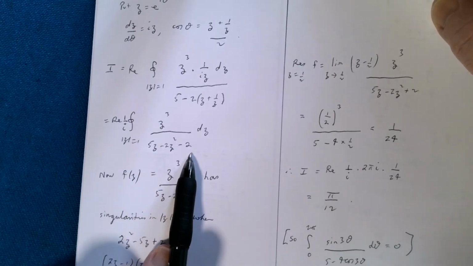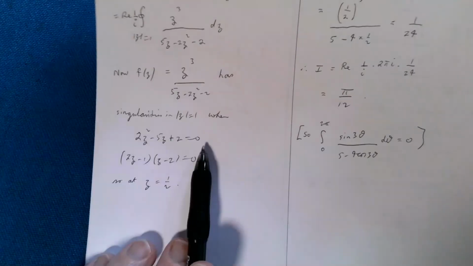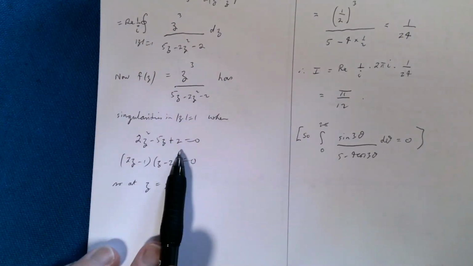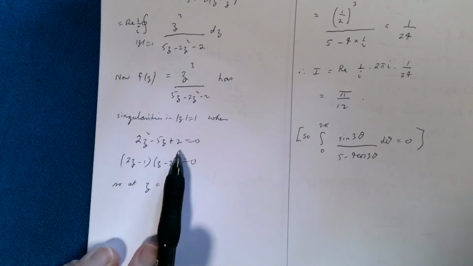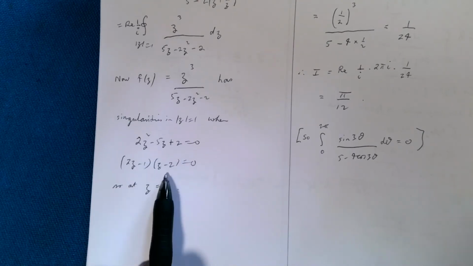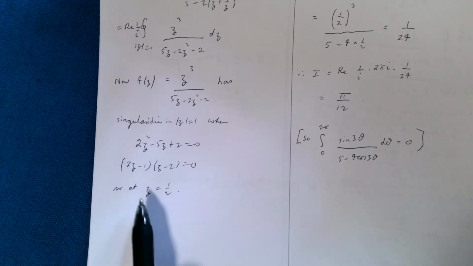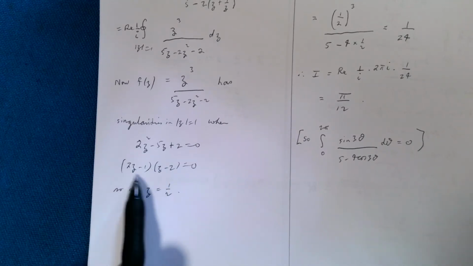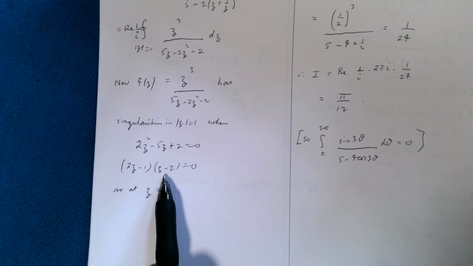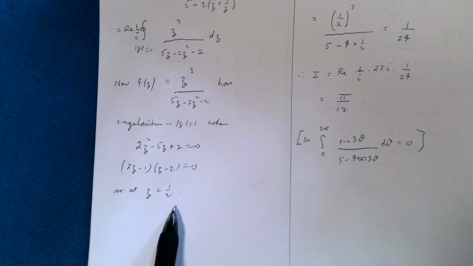So again, I'm going to take this function, and this is going to have singularities in the unit circle when this quadratic is 0. I've just multiplied by minus 1. This quadratic happens to factor nicely, so we just get 2z minus 1 times z minus 2 is 0. And so the singularities will be at z equals a half from the first bracket. z equals 2 doesn't interest us because it's outside of the unit circle. So we just get z as a half. Again, it's going to be a simple pole.